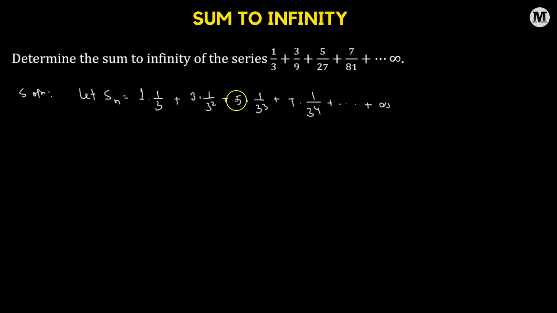Now this particular infinite series denoted by Sn is not an arithmetic series because it does not have any common difference, nor is it a geometric series as it does not have any common ratio. However, it is constructed of two types of sequence. One will be in arithmetic progression and the other sequence is going to be in geometric progression.